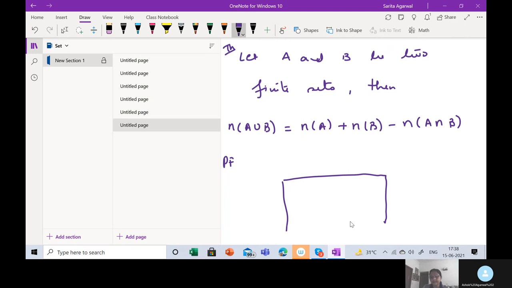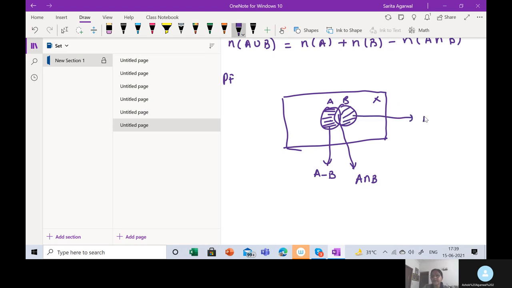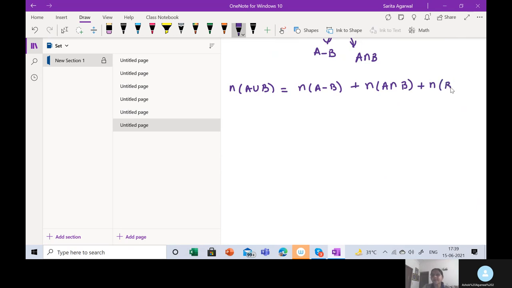According to the Venn diagram, X is our universal set, A is here, B is here. So this portion is A union B. So you can see the number of the elements in A union B, this portion is A minus B. This is A intersection B. And this is B minus A. So the number of the elements in A union B is number of the elements in A minus B plus the number of the elements in A intersection B plus the number of the elements in B minus A.